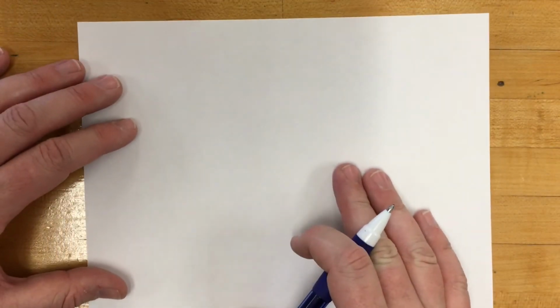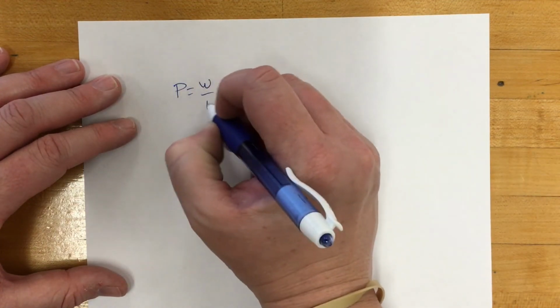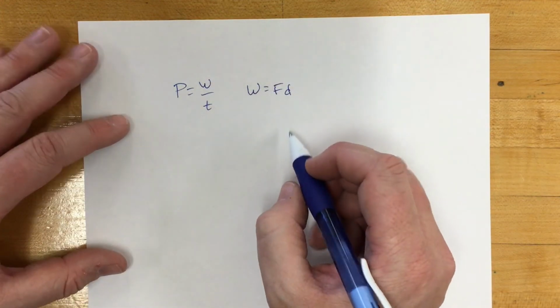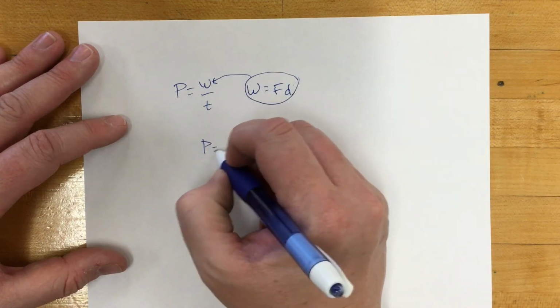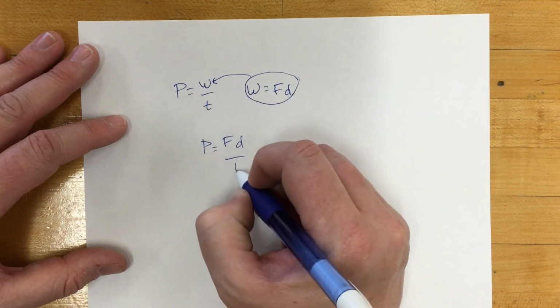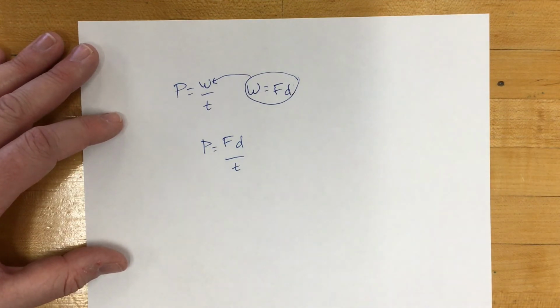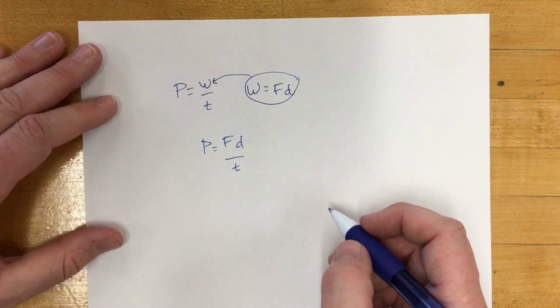Reality is, though, that between these two equations, you kind of have a third. So you have power equals work divided by time, and you have work equals force times distance. So if I take and substitute this in where work is, I end up with power equals force times distance divided by time. A lot of times you'll get situations like that where you know 3 of these 4 variables and need to solve for the other one.